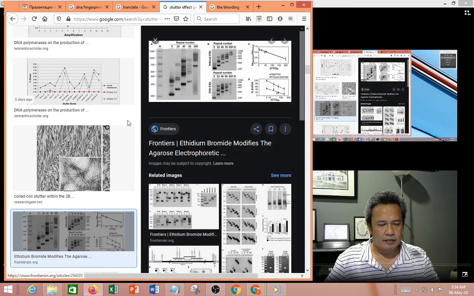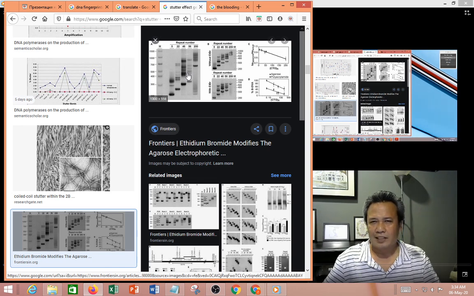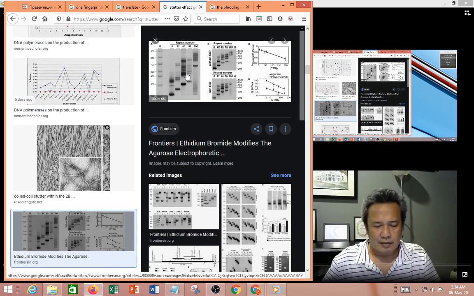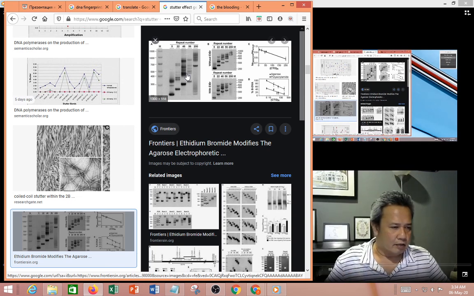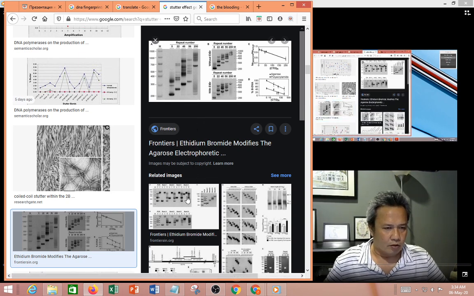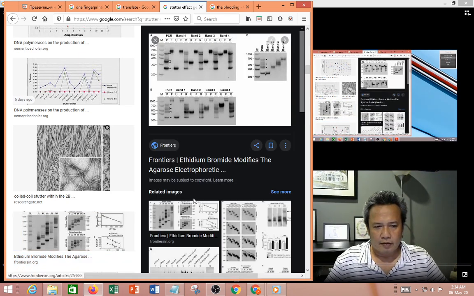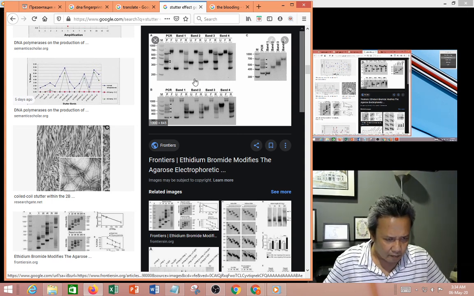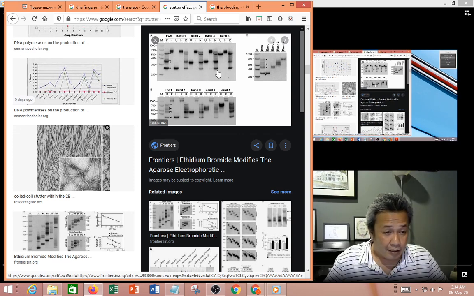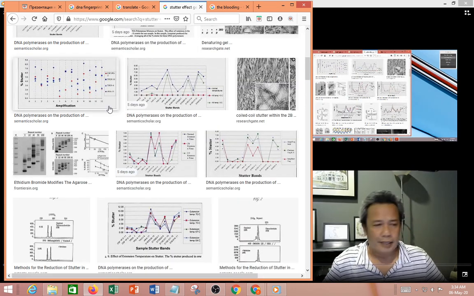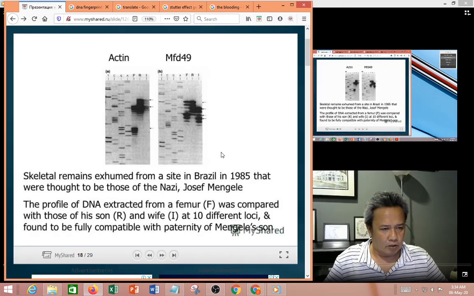If you see something like this, you want to see the band, but you see another band that's not as bright. Stutters, it's just something that you see when you do this kind of study, right? So you see stutter bands. This is the main band, but those are the stutter bands. These are the ladder. Sometimes it's also called the shadow bands, but never mind.